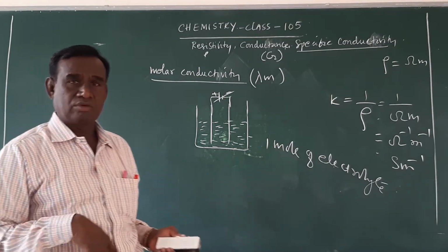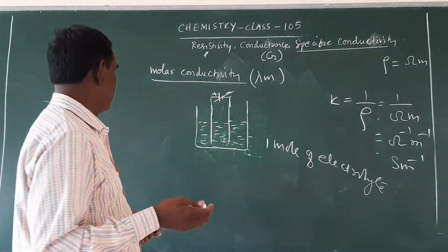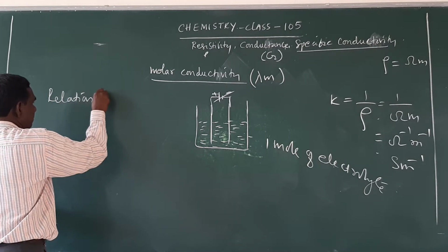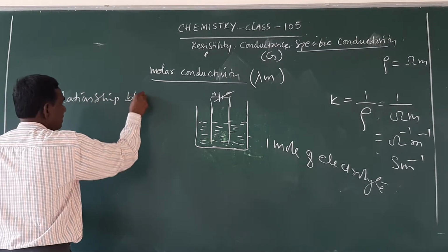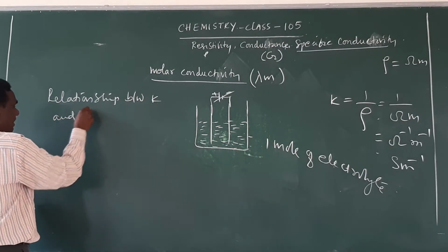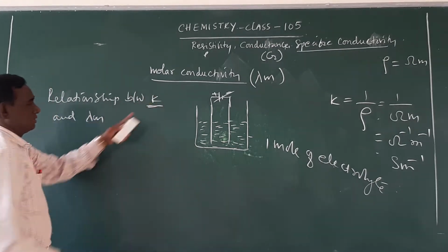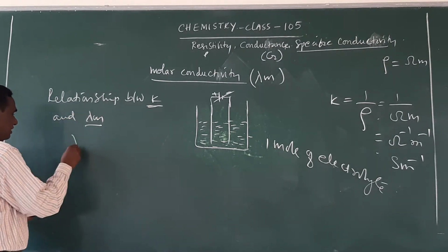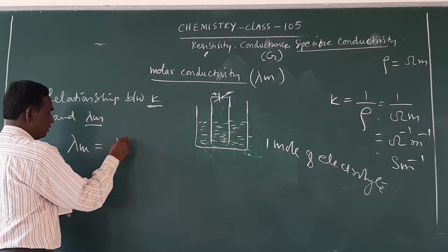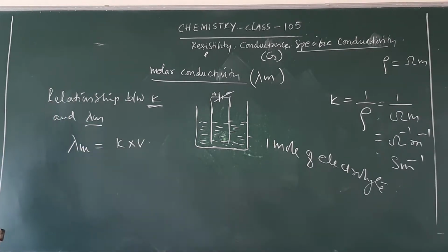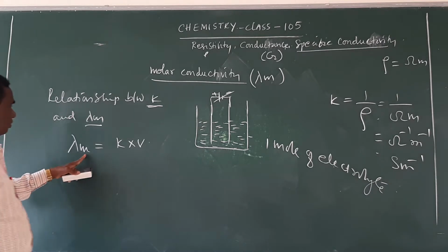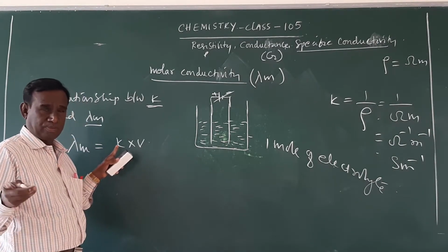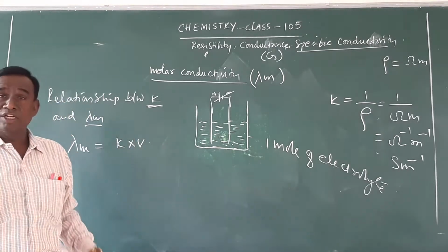There is a relationship between molar conductivity and specific conductivity, between K and lambda. What is K? Specific conductivity. What is lambda? Molar conductivity. These are related by the equation lambda is equal to K into V, where lambda is molar conductivity, K is specific conductivity in Siemens per meter, and V is the volume of the solution in meter cube per mole.